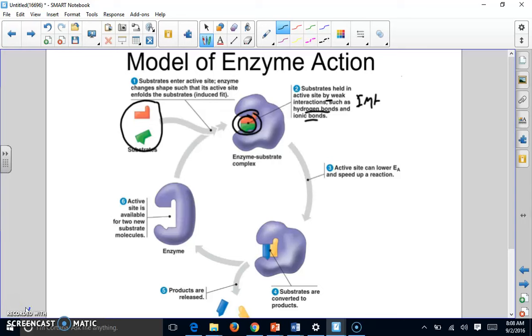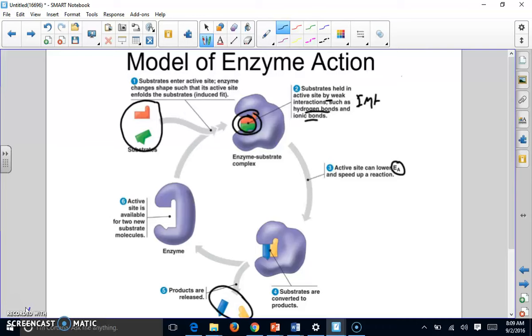Not so much that it fits in, but their bonds are conformed so that the substrate can fit into the active site. When the enzyme and substrate are together, this is called the enzyme-substrate complex. The act of this being in the active site lowers the activation energy, or the EA, and as a result, the substrates are converted into products, and the products are released.